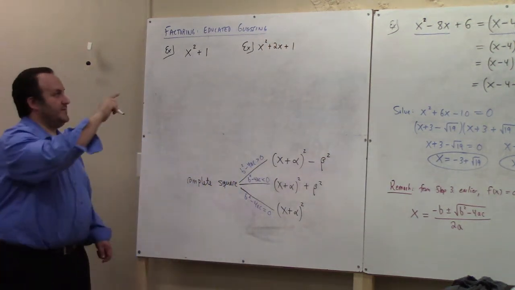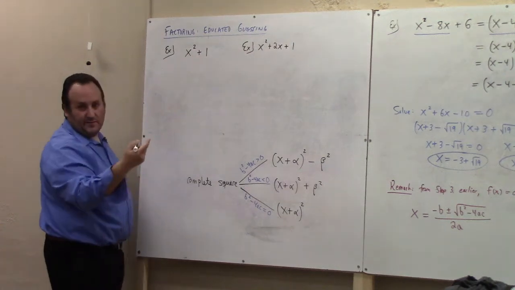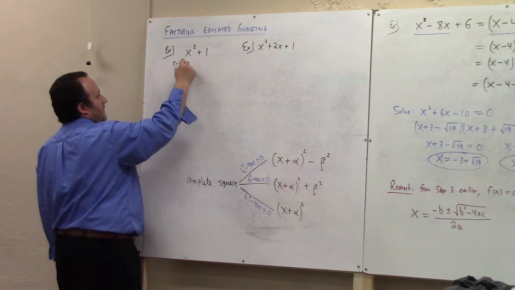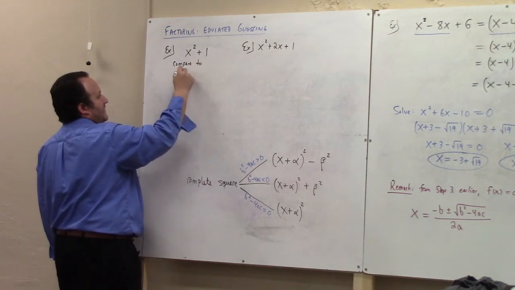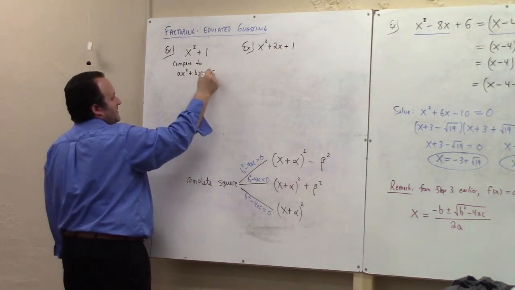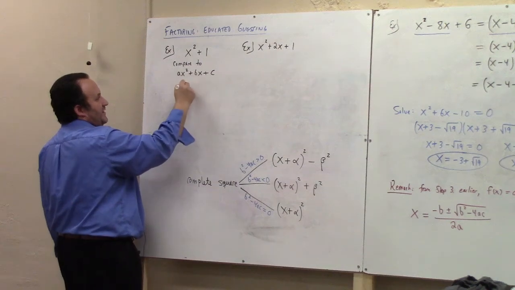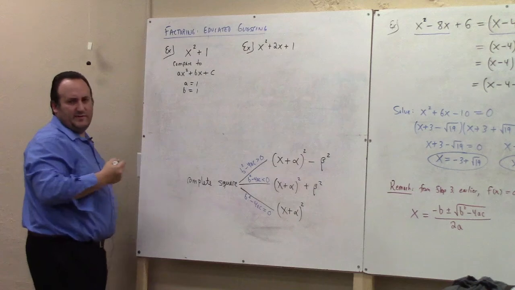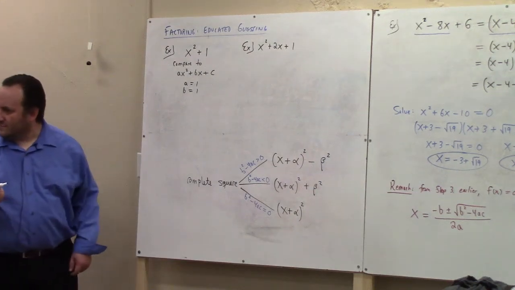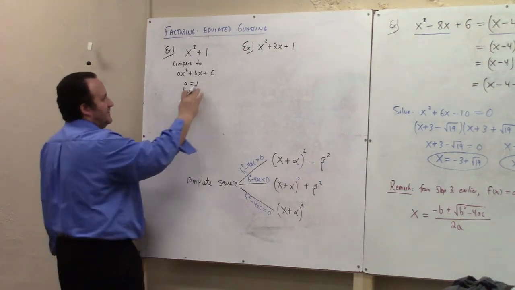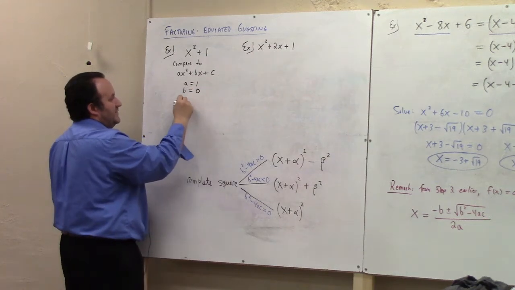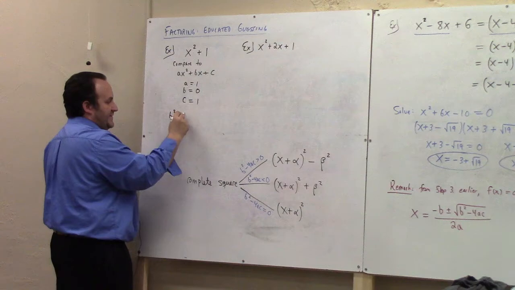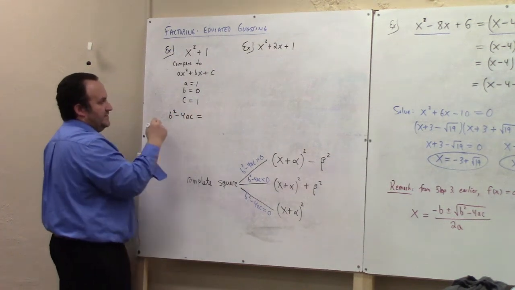So let me point out this one. Let's look at things here. So here, if we compare this to ax squared plus bx plus c, notice what we got here. We've got a equals 1. We've got b equals 1. Wait a minute. Do we have b equals 1? B equals what? I got a 0, right. C equals 1. So b squared minus 4ac, the discriminant is what?